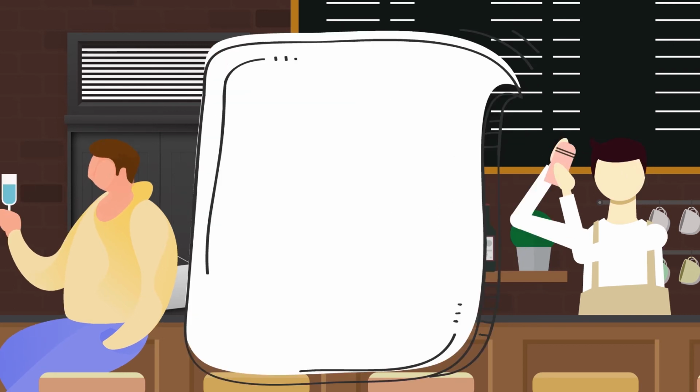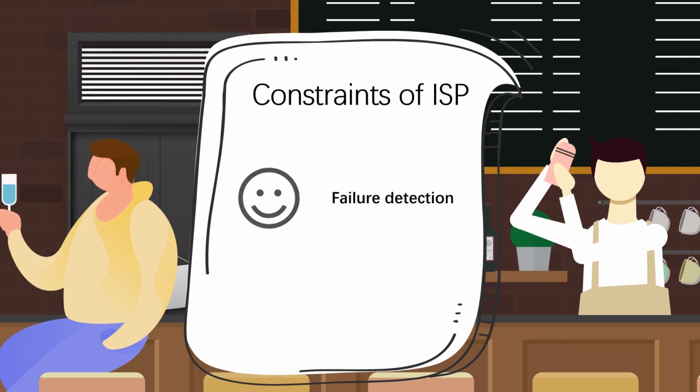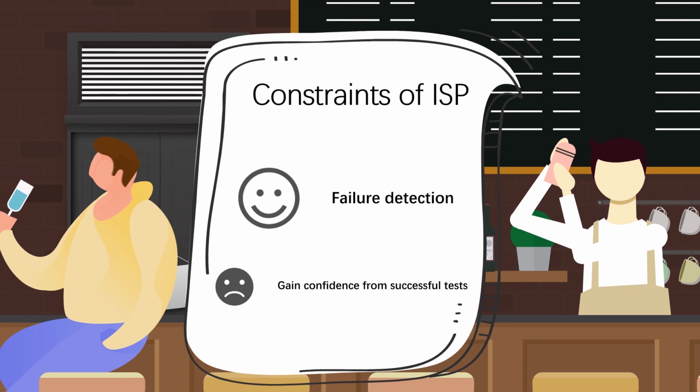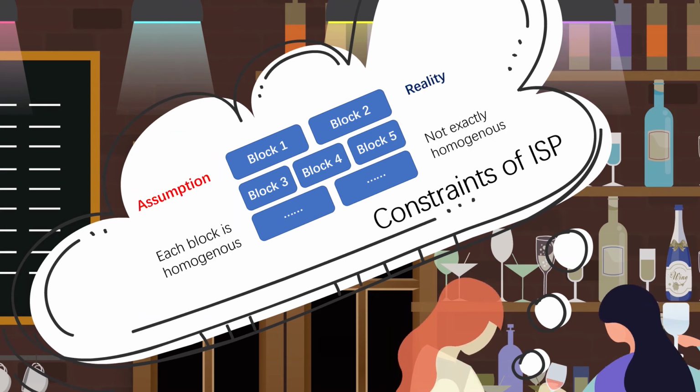However, input space partitioning also has its constraints. Though it shows good performance at failure detection, for gaining confidence from successful tests, it performs no better than random sampling. This is because in input space partitioning, the values within each block are assumed to be homogeneous, but in practice, the block may not be exactly homogeneous, and the test may succeed in one value but fail in another within the same block. Therefore, when applying input space partitioning, we need to pay more attention to the definition of the blocks.